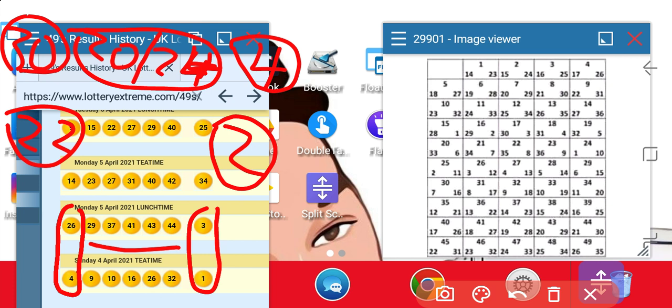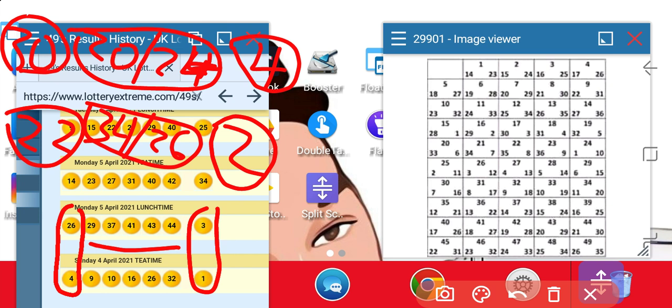And on those numbers we get 34 or 26. I think this is how you can predict your numbers using this strategy.